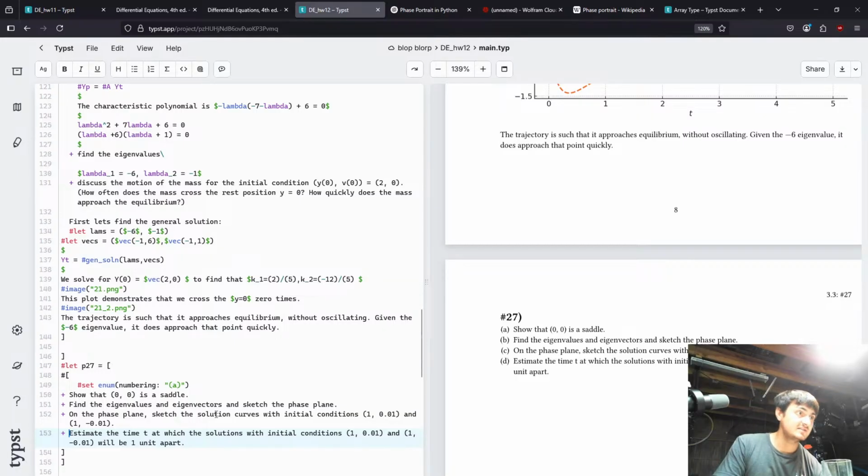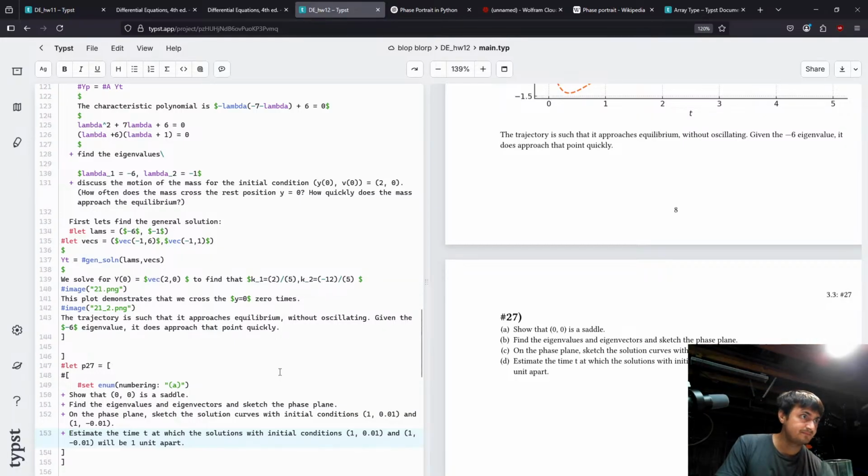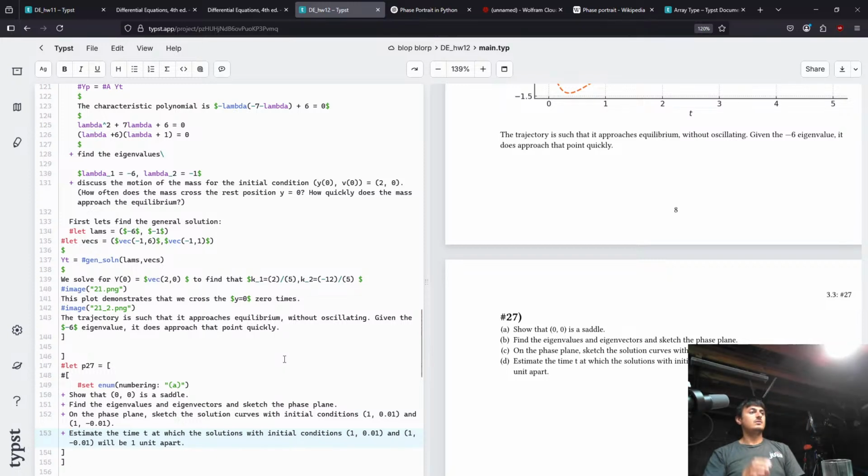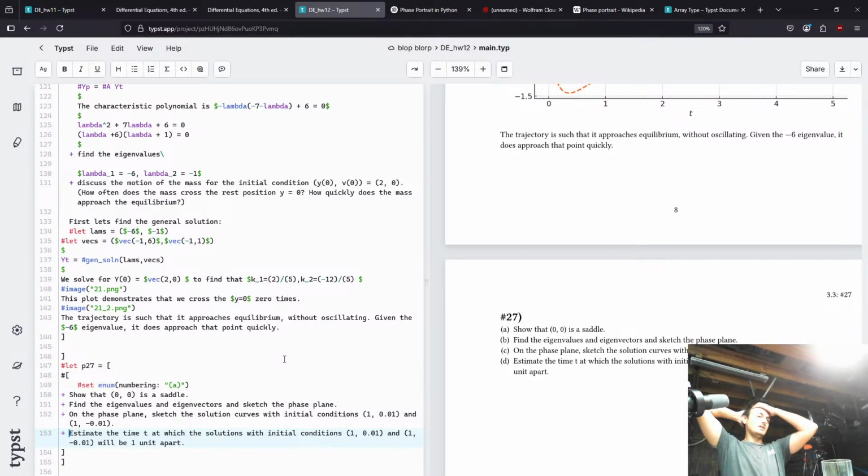Estimate the time t at which the solutions with initial conditions 1. Whoa, that's pretty cool, actually. Now that problem is pretty rad. We haven't gotten to actually do. Okay, show that 0 is a saddle.